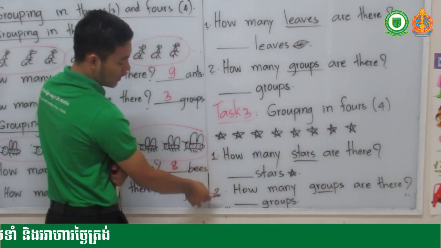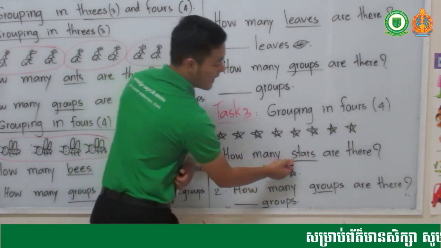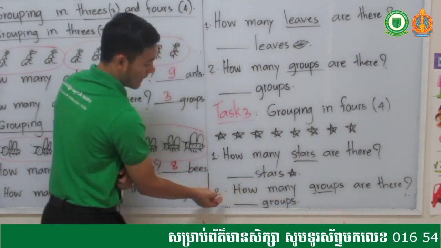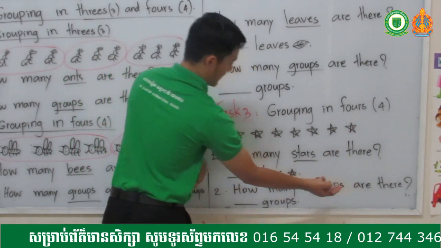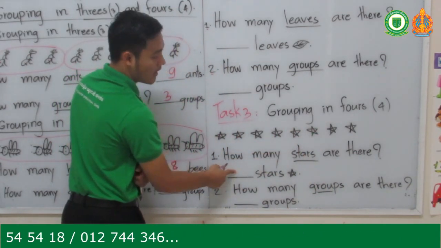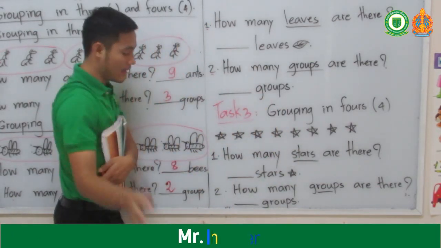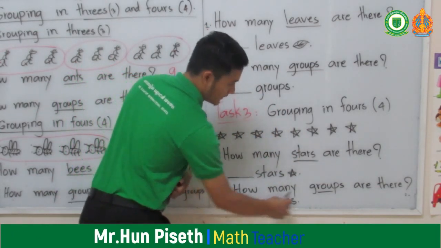So here, also the same 2 questions. Question number 1 is how many stars are there and how many groups are there. So you need to count the stars first and then you complete the stars here. And then you start grouping in 4 and then you answer the question number 2 here.